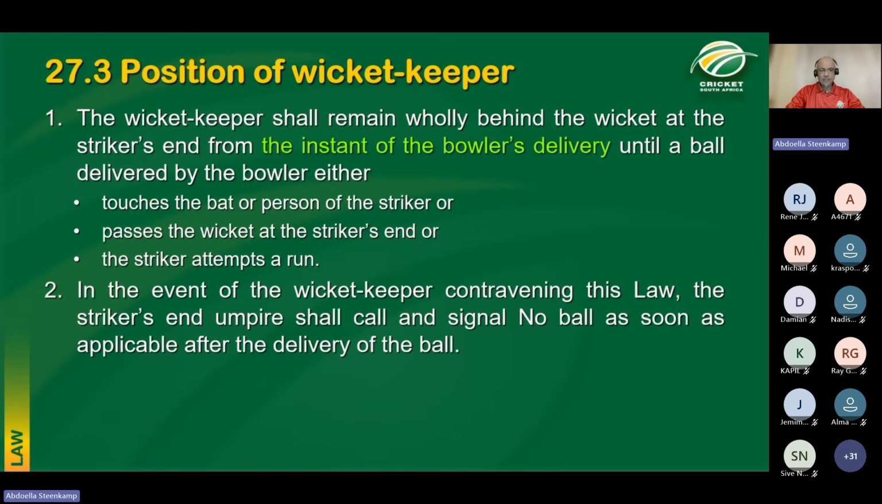And in the event the keeper's not wholly behind the wicket, how do the umpires intervene? The striker's end umpire will intervene by calling and signaling no ball.